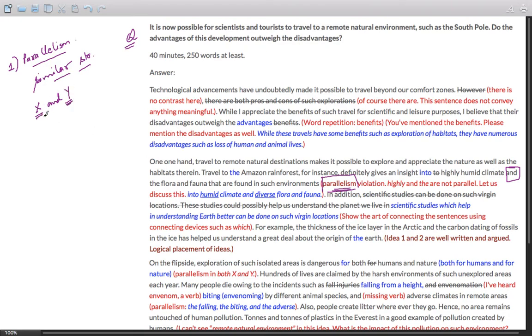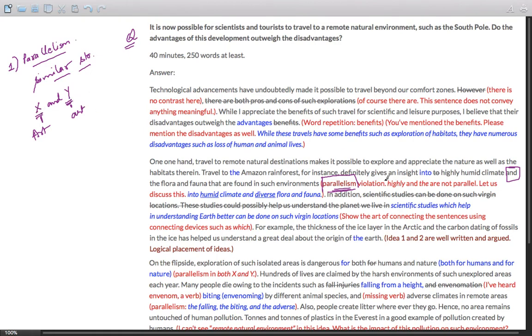That is, the first word of X and the first word of Y should belong to the same category. If this is a pronoun, this should be a pronoun. If this is an article, this should be an article. If the first word of X is a verb, the first word of Y should be a verb.